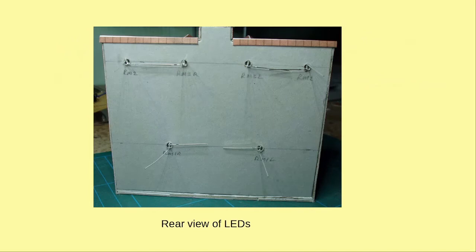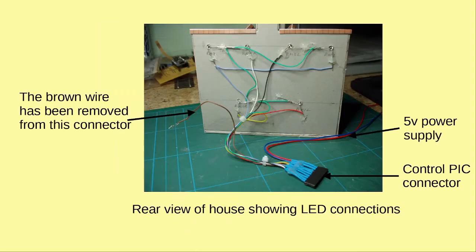This is a rear view of the house showing the LEDs fitted into the back wall. As you can see, there are codes at the back so that you could remember which room was which. This figure shows the wiring of the LEDs. I have used a different coloured wire for each LED. The connector has the power supply and connects to the PIC controller.